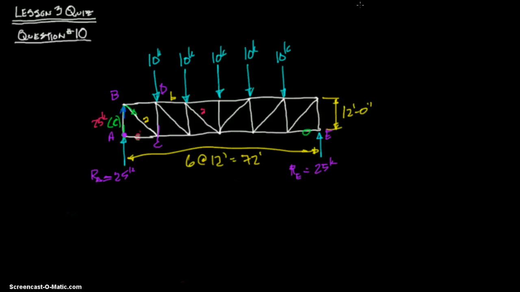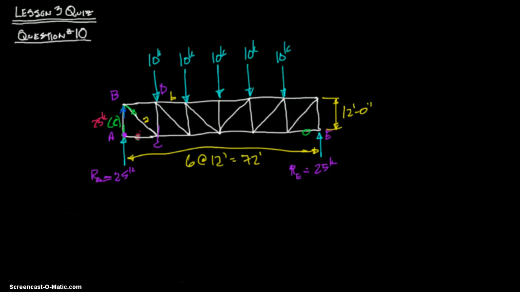Welcome to General Structures 2 and Lateral Forces, Lesson 3 quiz, question number 10. And it says, in the truss of question 9, which I have once again just left on here, what is the stress in member B? So member B is right over here. And actually I'll get rid of this other little A that I put in there. But so we're looking for what is the stress in member B.